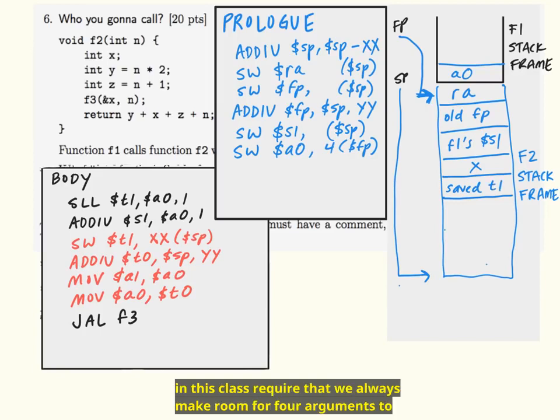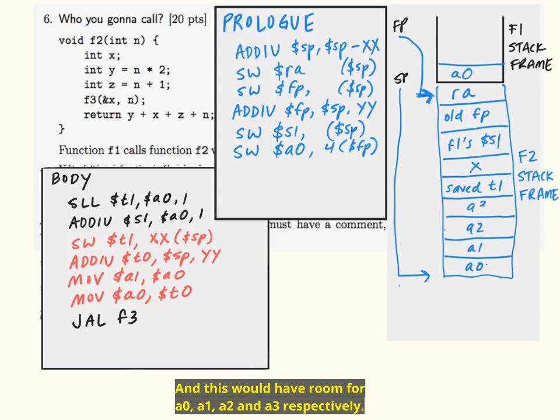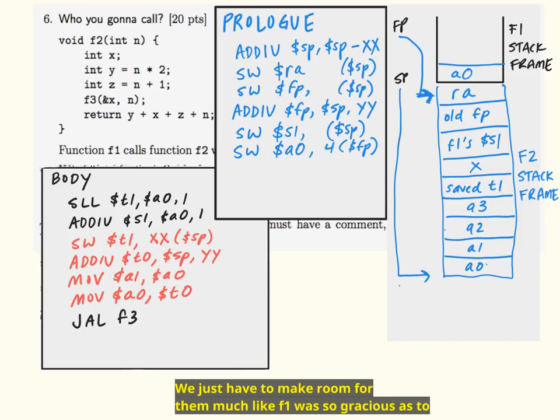And the calling conventions we're using in this class require that we always make room for 4 arguments to a function as long as there are 4 or fewer arguments to the function. So that tells us that we're going to need to make the stack this much bigger, and these would have room for A0, A1, A2, and A3 respectively. Keep in mind that this is room only. We don't need to store the arguments to F3 onto the stack. We just have to make room for them, much like F1 was so gracious as to create room for our A0, which is where we stored it for safekeeping.